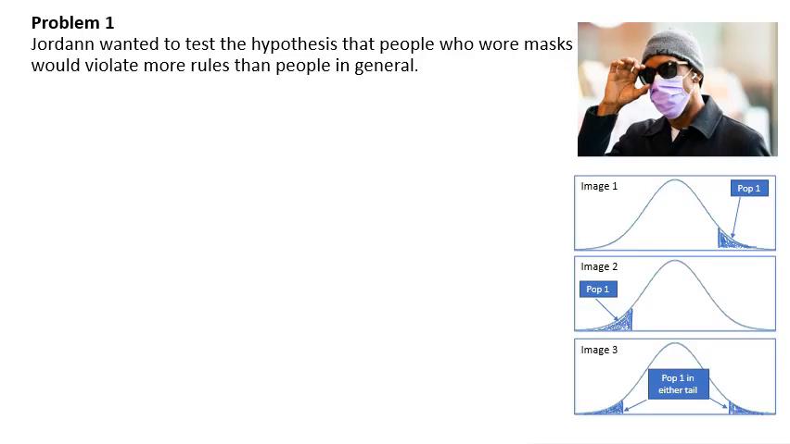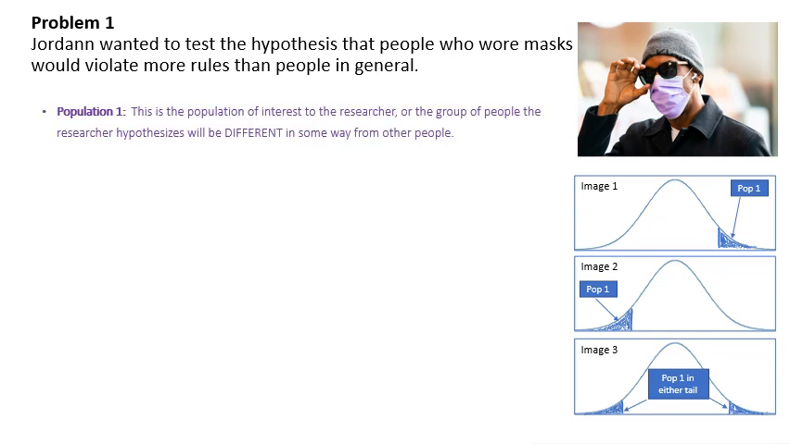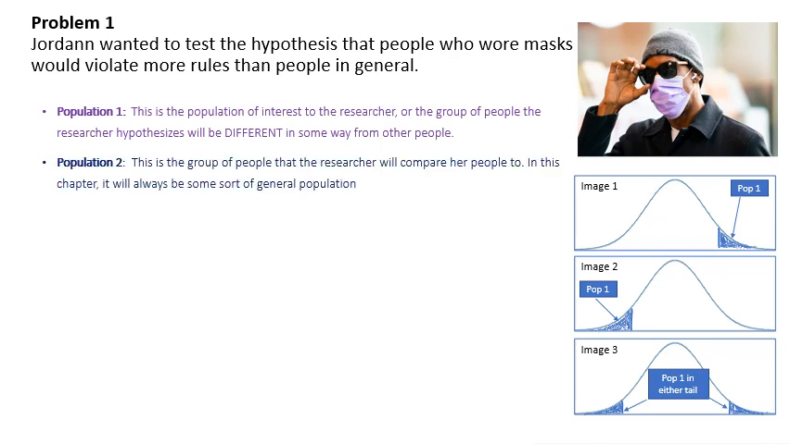So let's consider Problem 1. Jordan wanted to test the hypothesis that people who wore masks would violate more rules than people in general. So first we're going to define what we'll call population 1. And this is the population of interest to the researcher or the group of people the researcher thinks will be different in some way from other people. We'll apply this to problem 1 on the next slide. I'm just defining these populations for right now.